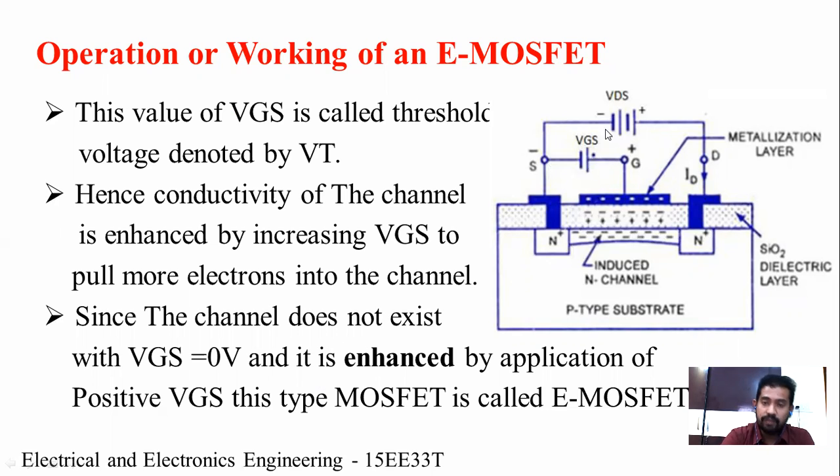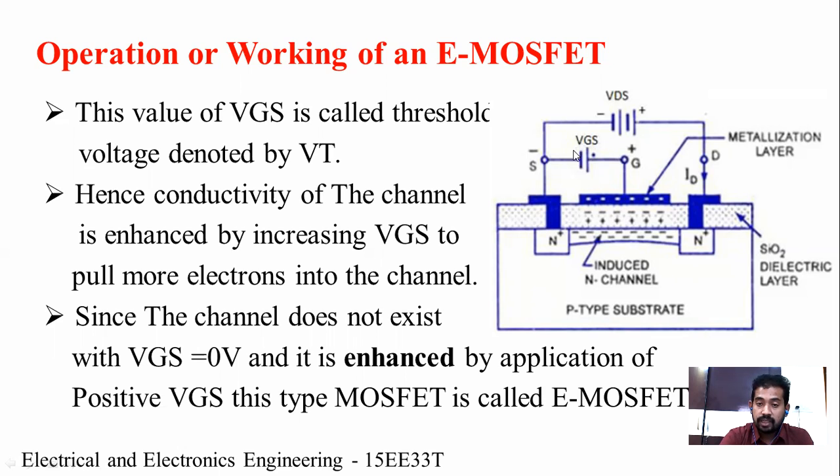If you apply only VDS, when you apply only VDS by keeping VGS equal to 0, there is no current that will flow from source to drain. There is no movement of electrons between these two N regions, the N highly doped regions. Hence, the conductivity is enhanced by the application of this positive voltage VGS.